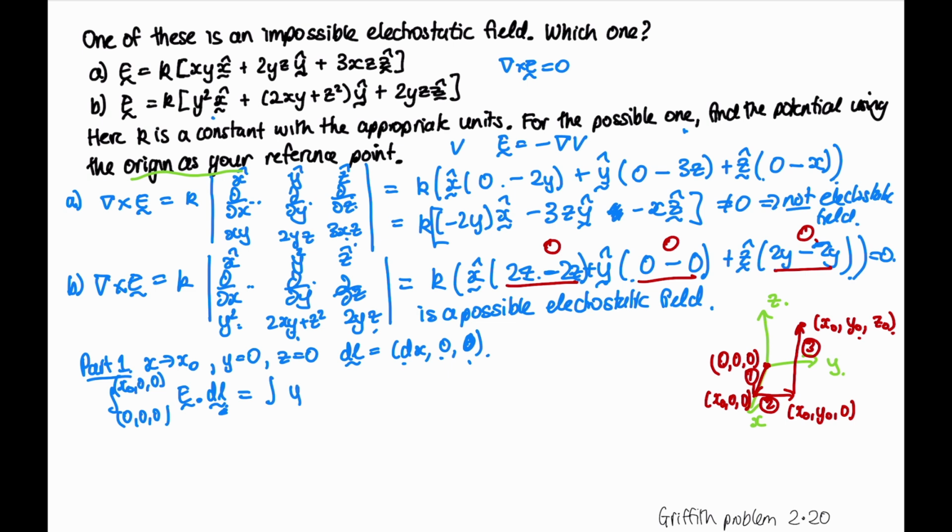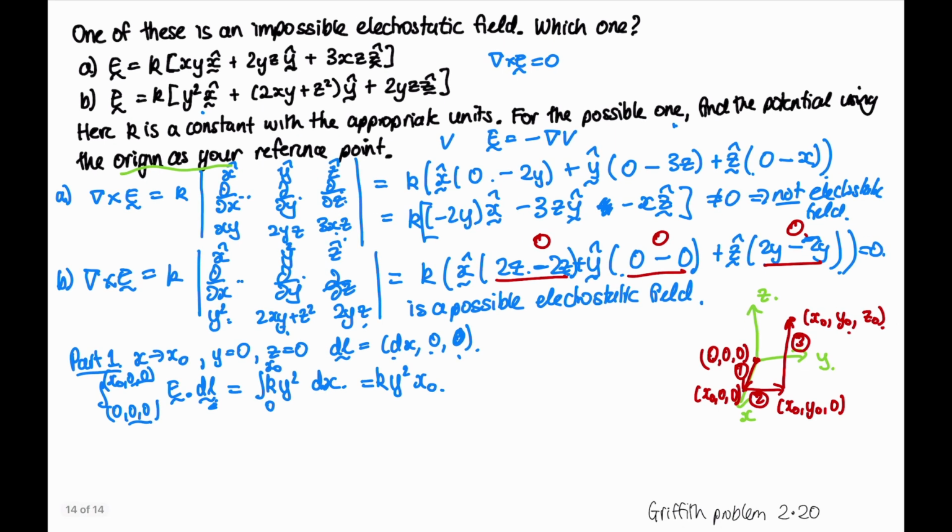So I'm going to save myself some time and only consider my x part. So this will be y squared dx, and again the y and the z are 0. So let's go from 0 to x0, and when I do this integral here, I end up with y squared x naught. I left off my k here, so let's put that back in. So it should be k y squared x naught. But along this path, everywhere y equals 0. So this is 0 along this path. Okay, so we've done that first part.